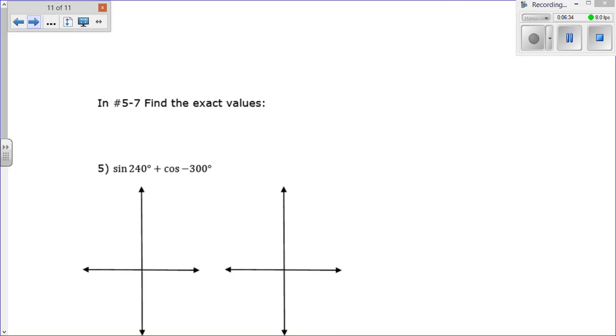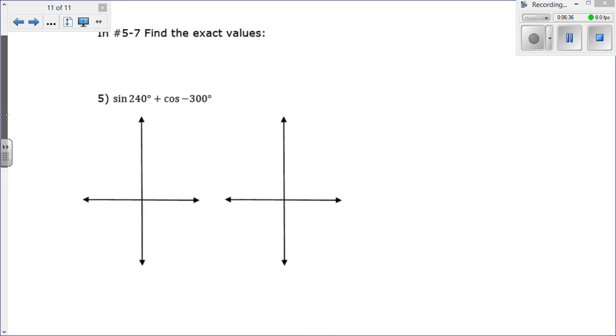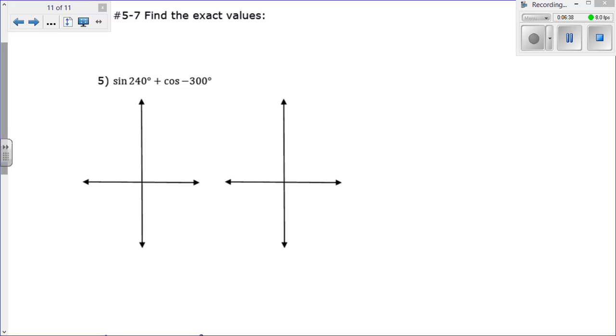All right, next page. Find the exact values. Well, what I've done is kind of drawn some axes here so we can draw our angles. 240 degrees puts me in quadrant 3. And in quadrant 3, I will do 240 minus 180. So it's theta minus 180. And that gives me 60.